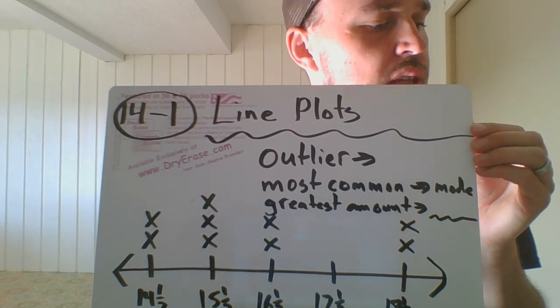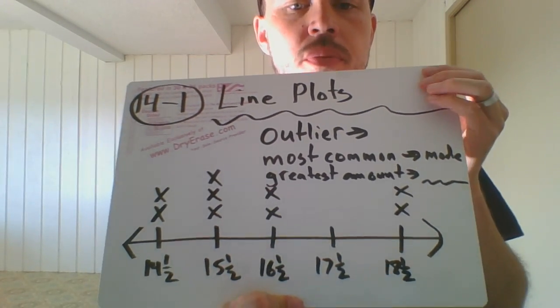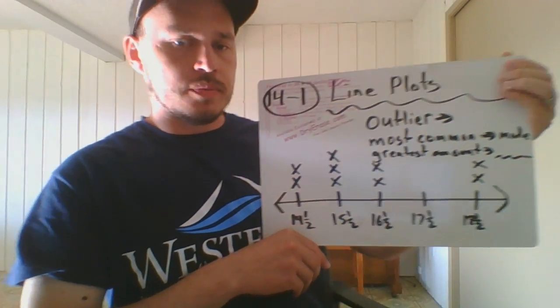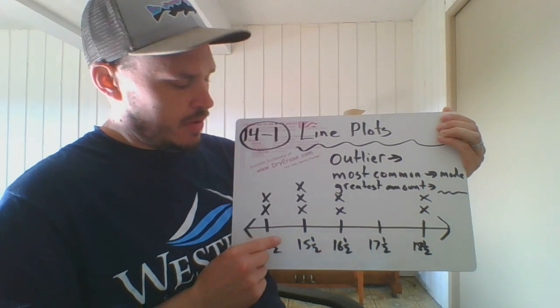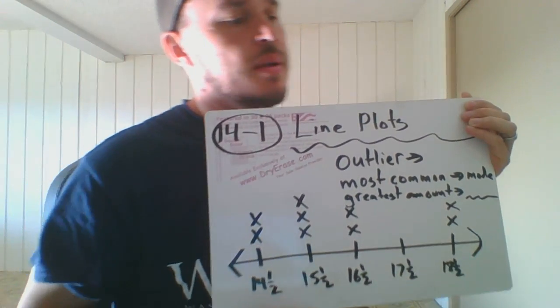So number 1 reads, how many giraffes are 14 and a half feet tall? So I drew the line plot that's in the book. What you'll do is you'll look at your line plot, and we have 14 and a half feet tall for a giraffe, and you count the x's: 1, 2. So you just count the x's on the line plot.